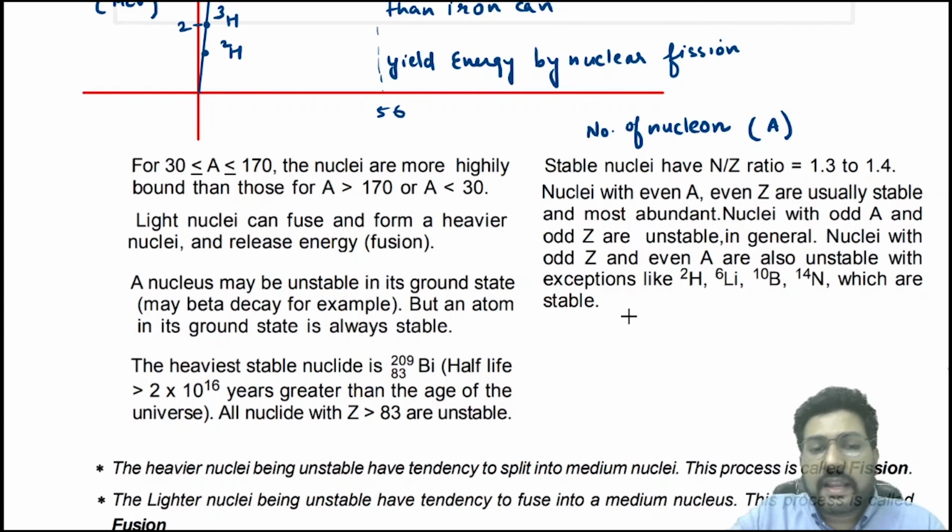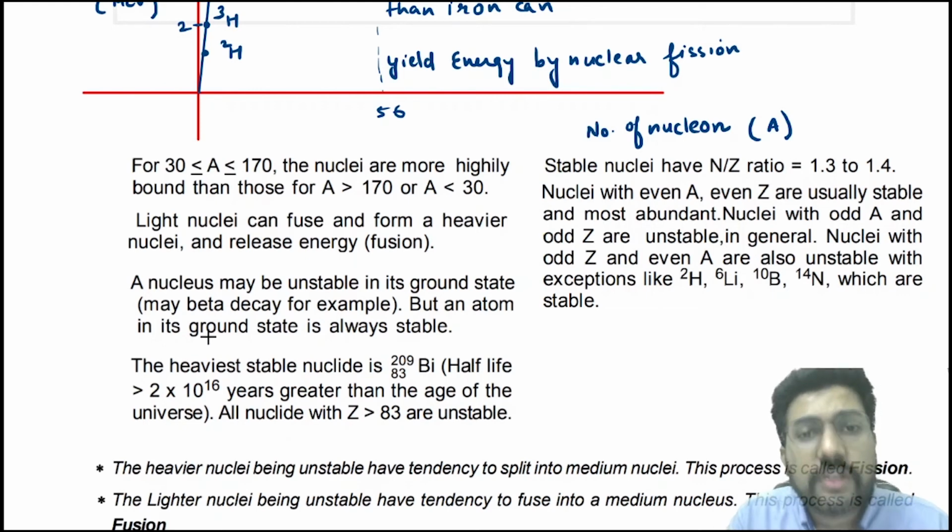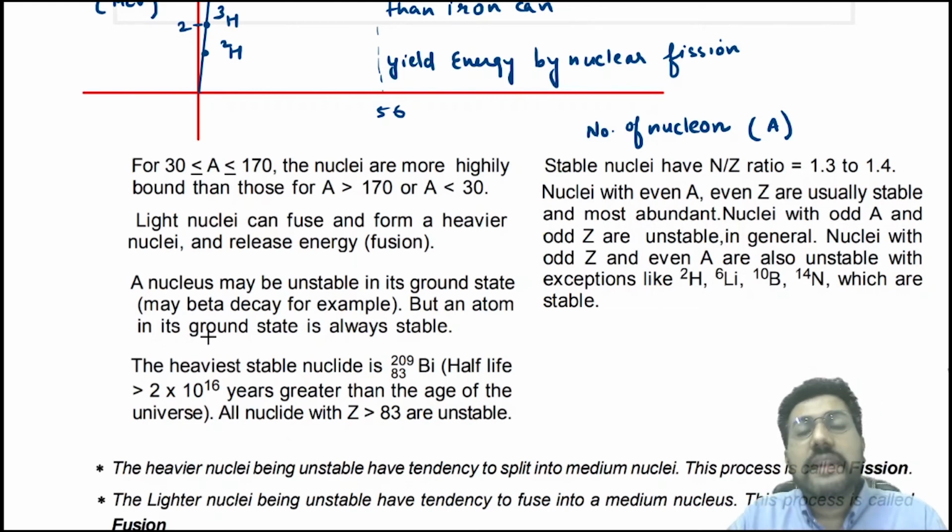Again, I'll repeat: the heavier nuclei are unstable because their binding energy per nucleon is low compared to the mid-level nuclei. They have a tendency to split into medium nuclei. This process is called fission. And the lighter nuclei have very low binding energy per nucleon. They want to fuse to form a larger, mid-level nucleus, and this process is called fusion.